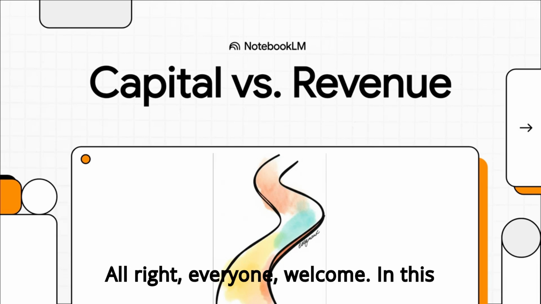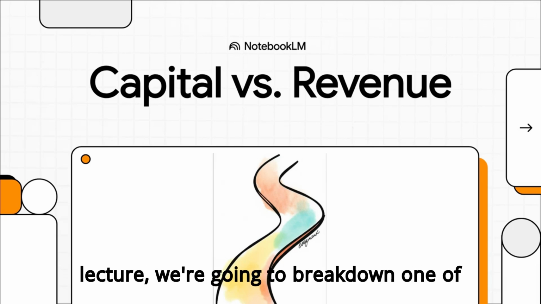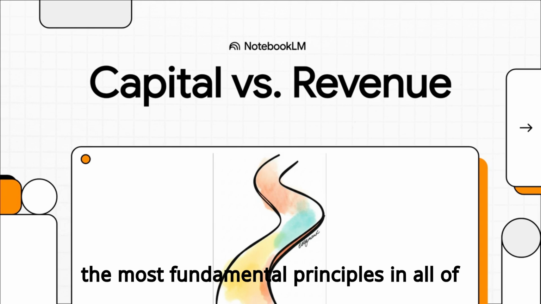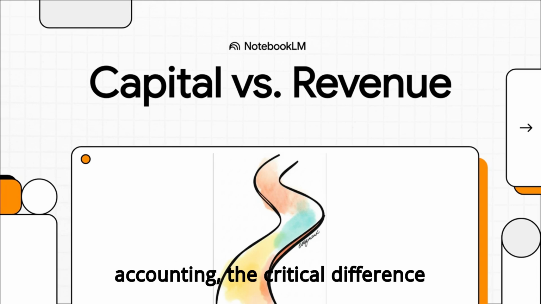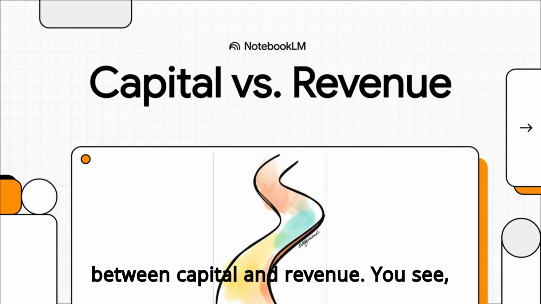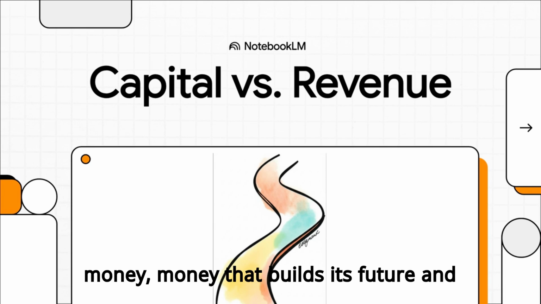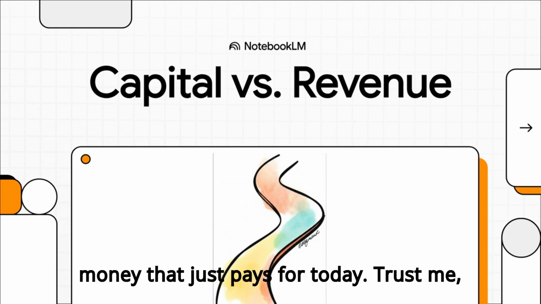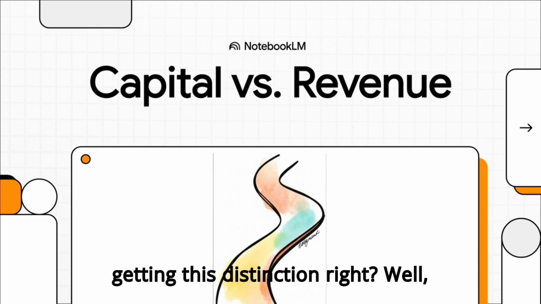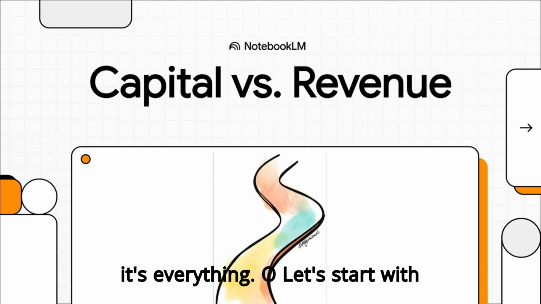All right, everyone, welcome. In this lecture, we're going to break down one of the most fundamental principles in all of accounting, the critical difference between capital and revenue. You see, every business deals with two kinds of money, money that builds its future and money that just pays for today. Trust me, getting this distinction right, well, it's everything.